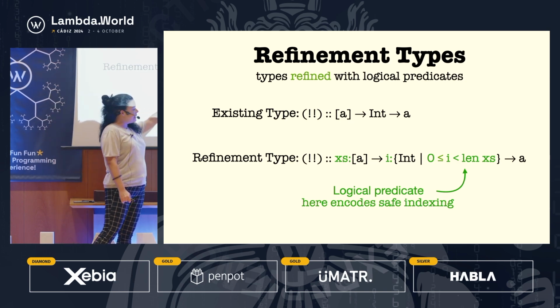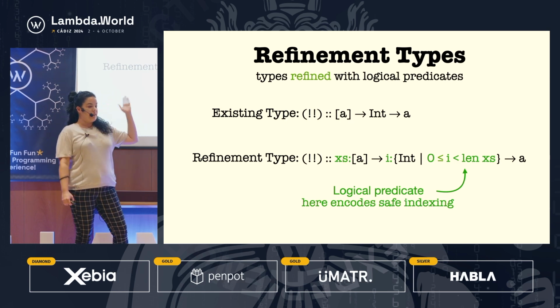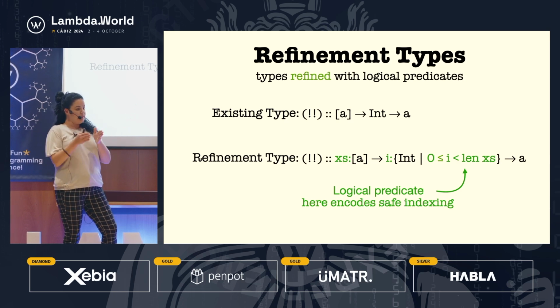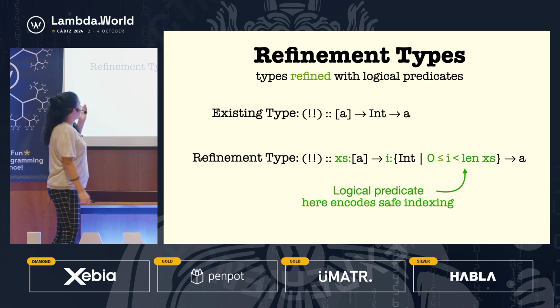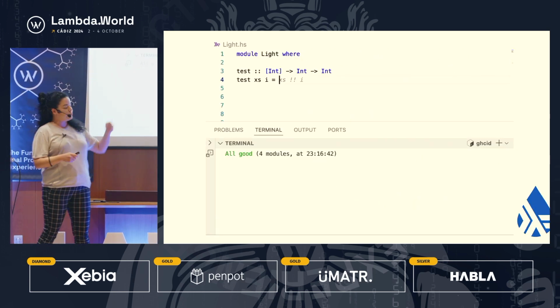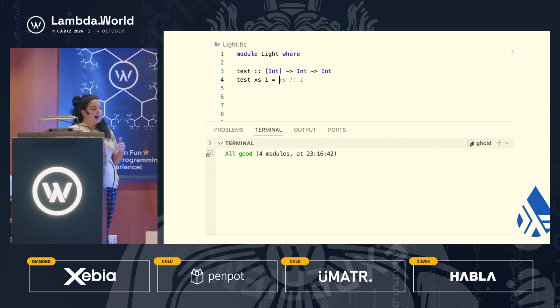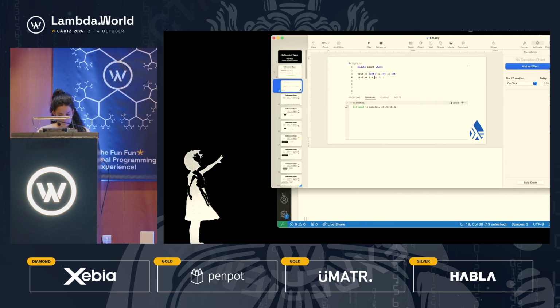So we name the first argument, the list argument, xs. We name the index I, and we use this logical predicate to say that the index I can be between 0 and the length of the list. And this is the standard example, and the refinement type checker that I am going to show is Liquid Haskell. What is cool is that list indexing and other built-in operators come by default in Haskell using refinement types. So let me do a demo.